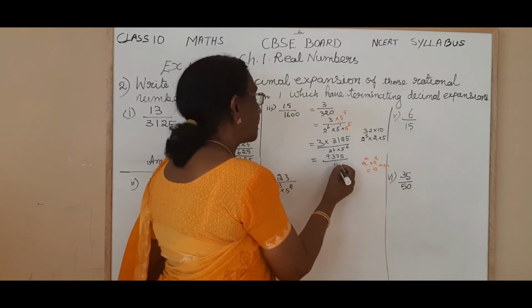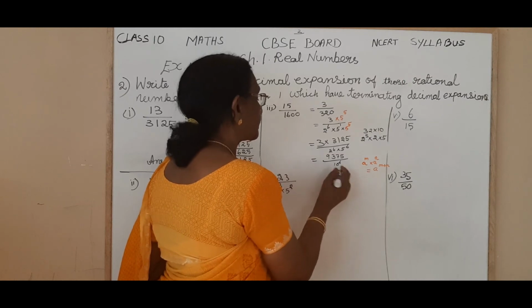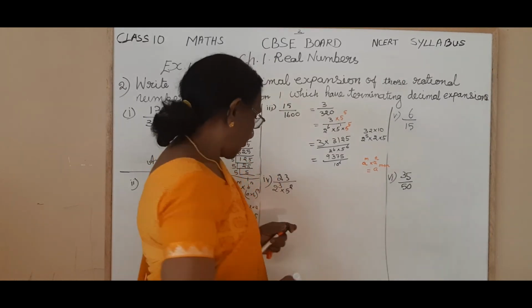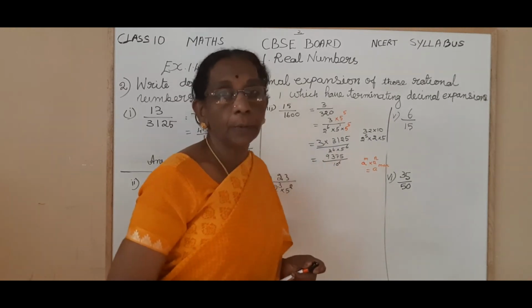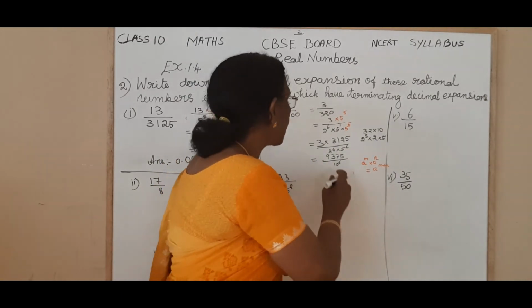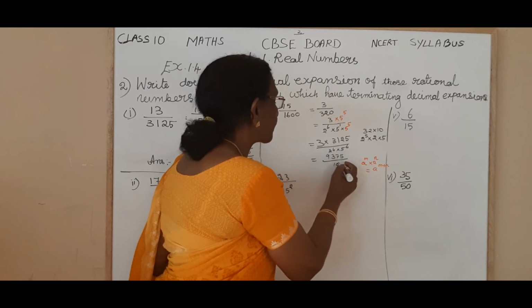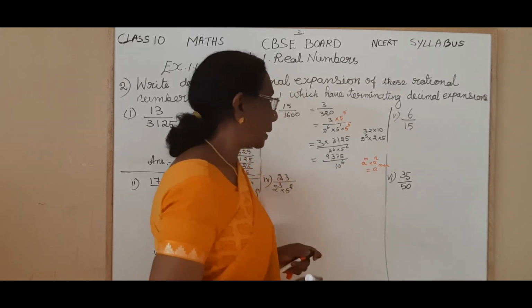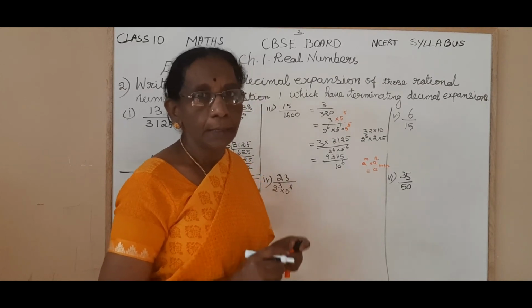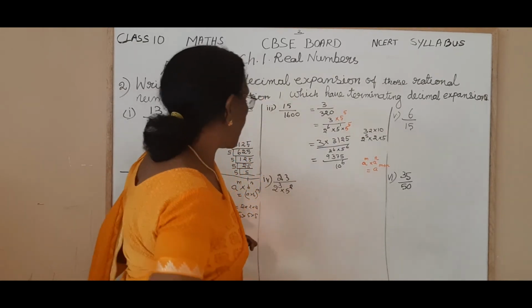9,375 by 10 to the power 6. Isn't it? But what do we need? Here only 4 digits in the numerator, but the power is 6. So, it should have 6 decimal places. How many decimal places should it have? 6 decimal places. So, what should you do?